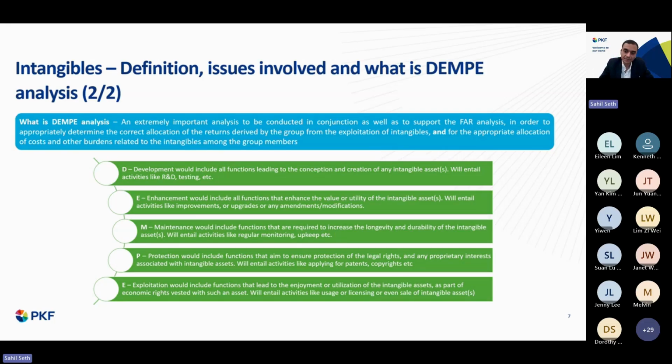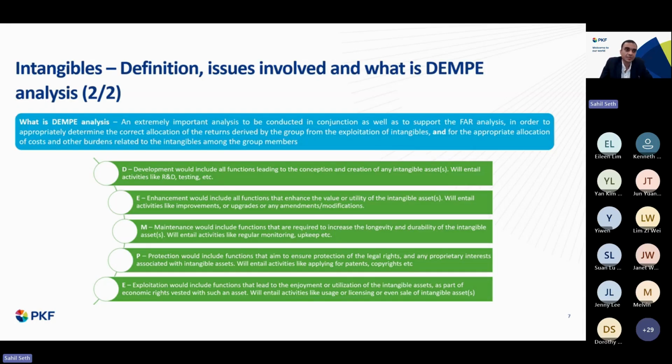But the more important element to be analyzed in the case of an intangible and the DEMPE is the economic ownership, right? Generally, the last E, exploitation, is something which leads to enjoying the economic benefits of the intangible, or the entity who are vested with the economic rights. Basically, this means using the intangible, enjoying the intangible, deriving benefits or returns from the intangible, right? That means usage or licensing, etc. So this is related to the economic ownership.